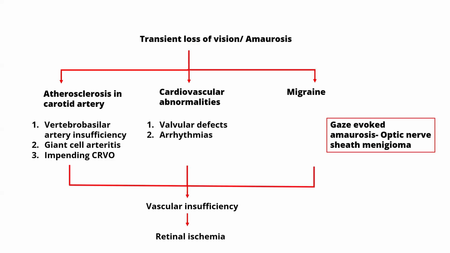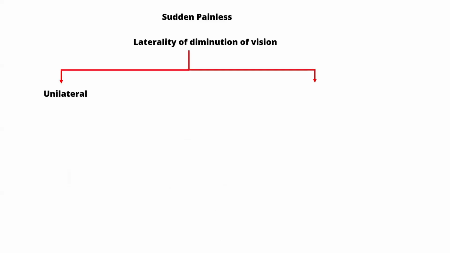Whenever a patient comes to you with such a condition, the most common association is optic nerve sheath meningioma. You have to look thoroughly and investigate if there's any optic nerve sheath meningioma. When a patient comes to you with sudden painless loss of vision, you'll have to ask about laterality of the diminution of vision, whether it's unilateral or bilateral.